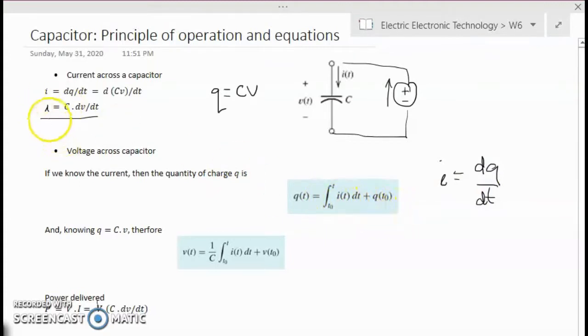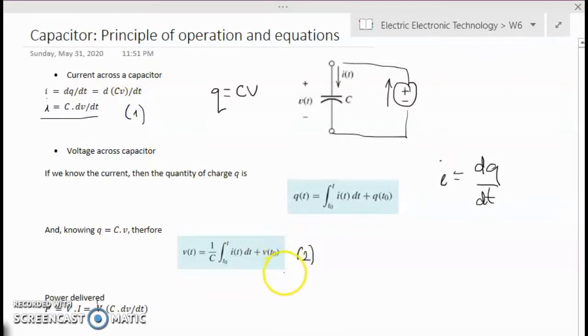And now we know two things: I equals C dV over dt, and Q equals the integral of I(t) dt. Knowing that also Q equals CV, we can therefore write the voltage across the capacitor equals a constant 1 over C, the integral of I(t) dt, and of course plus V(t0), the initial condition of the voltage at time 0, right? So that is for voltages. So two equations now that we know. The first one is the current, the second one is the voltage.